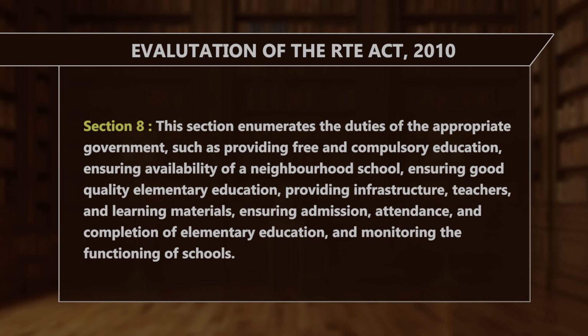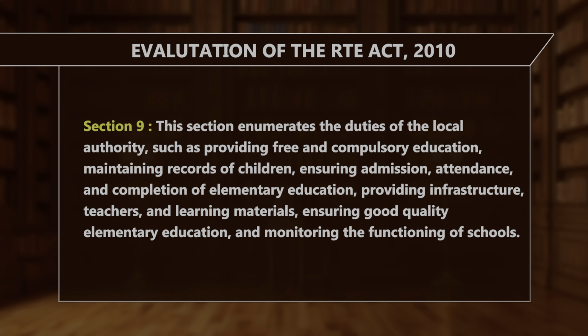Section 8. This section enumerates the duties of the appropriate government such as providing free and compulsory education, ensuring availability of a neighborhood school, ensuring good quality elementary education, providing infrastructure, teacher and learning material, and ensuring admissions, attendance and completion of elementary education, and monitoring the functioning of the school. Section 9.